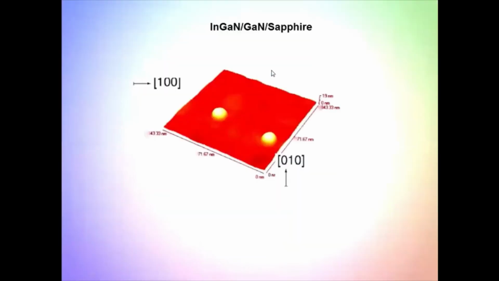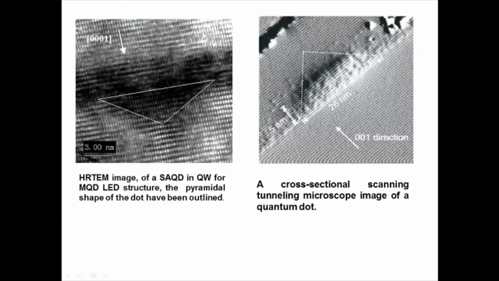So this is an indium dot grown on sapphire. Then the picture shows a single self-assembled quantum dot in a quantum well for a multi-quantum dot LED structure. So the pyramidal shape of the dot is shown here, and here once again a cross-sectional scanning tunneling microscope image of the dot. Here the orientation is very important.